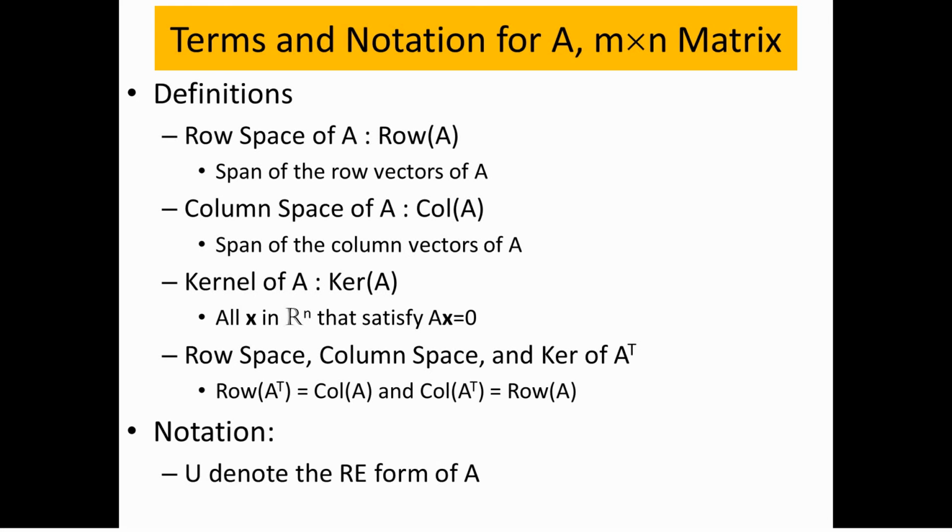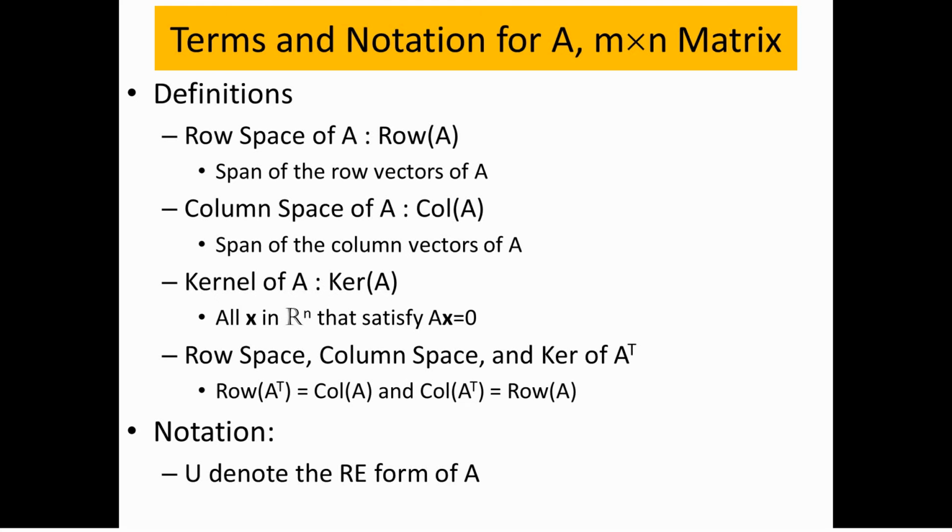And sometimes I'm going to use a bit of notation. I'm going to use U to represent the row echelon form of A. The reason we use U is because when we have a square matrix, the row echelon form of A is generally an upper triangular matrix. So that capital U is going to stand for upper triangular matrix, okay?